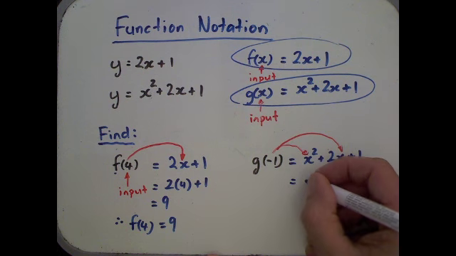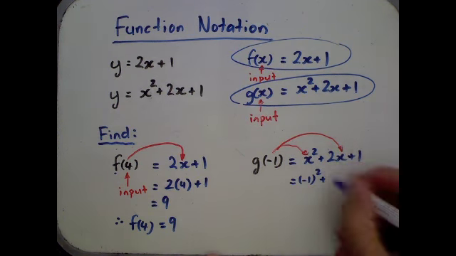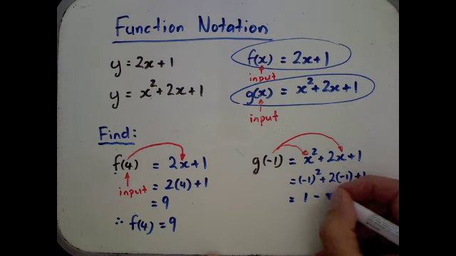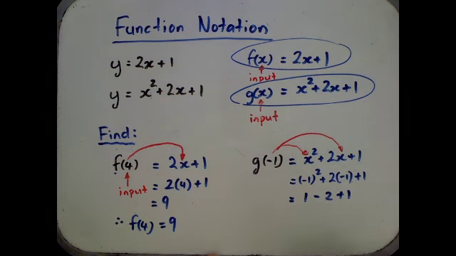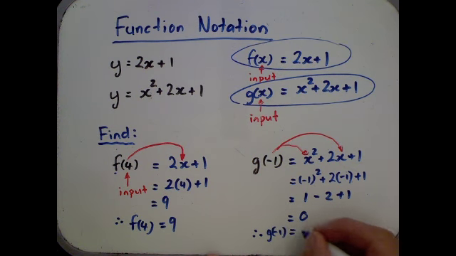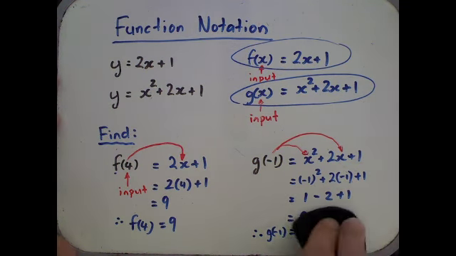So we're going to get negative 1 squared, which is going to give us positive 1. 2 times negative 1 is going to give us negative 2. So positive 1, take 2, plus 1. Together that's going to give us 0. And therefore, we can state that g of negative 1 is equal to 0. Again, our coordinates there would be negative 1 and 0.